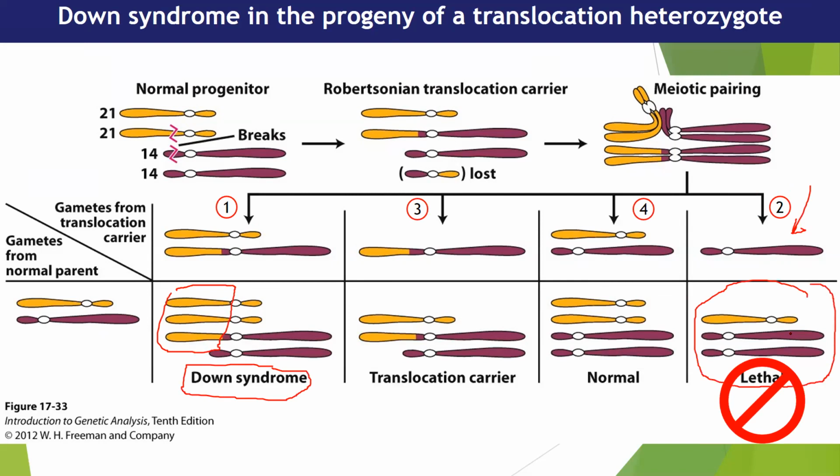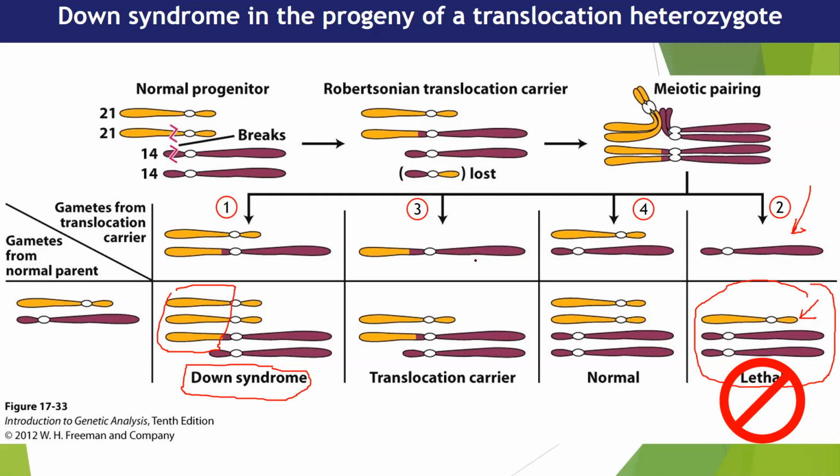So can you see the problem? Why is this lethal? Because it's not a balanced zygote, right? We have complete balanced chromosome 14, 2 copies, but we only have 1 copy of 21. So this one cannot survive.